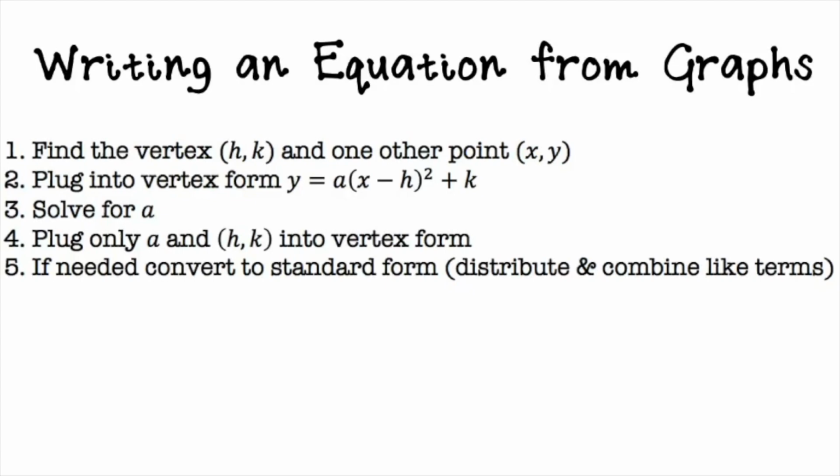Then you want to plug those values into the vertex form, y equals a times parentheses x minus h quantity squared plus k, and you want to solve for a. Once you get a, you're going to plug in a and your vertex into the vertex form. And if you need to convert to standard form, you can just by distributing and combining like terms. So let's take a look at what that looks like.